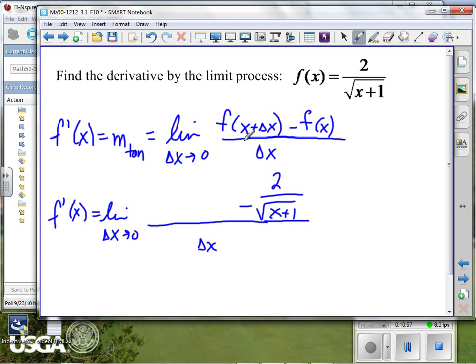We have to know, though, how to interpret f of x plus delta x. What's my input? And what do you do with an input? Everywhere you see the input in the function, you replace it. Okay, good. I know you gave me those right answers, so I'm going to accept them. Okay, so here we go. Denominator is the square root of x plus delta x plus 1.